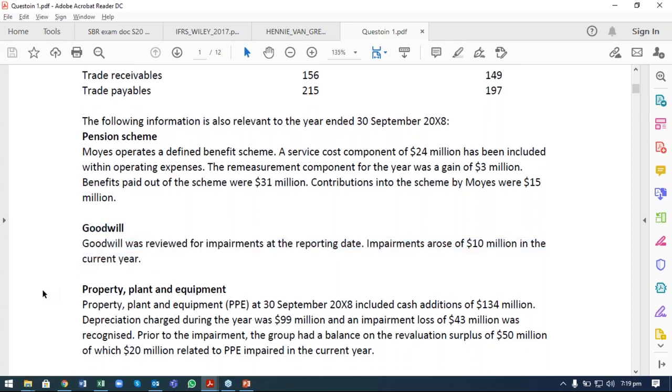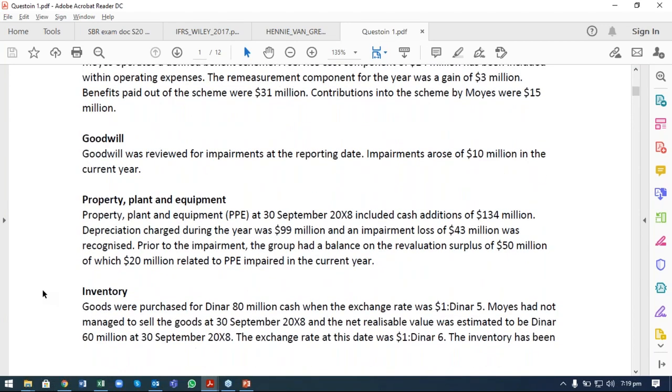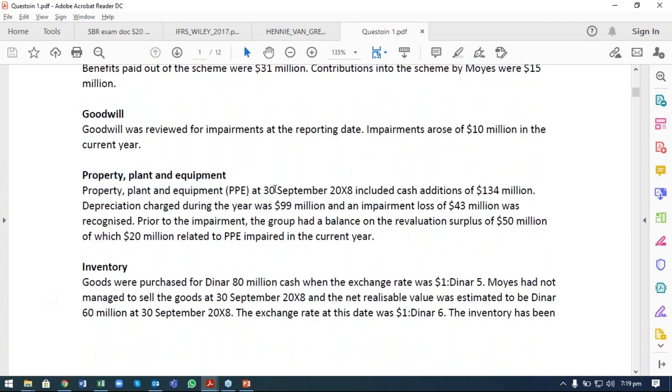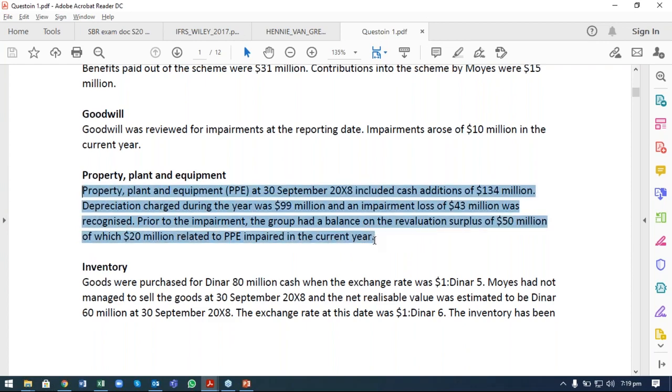Then, the next requirement was related to IAS 16, Property, Plant, and Equipment. You can see here, property, plant, and equipment, PPE, at 30th September 2006 includes cash additions of 134 million, a depreciation charge during the year of 99 million, and an impairment loss of 43 million was recognized. Prior to the impairment, the group had a balance on the revaluation surplus of 50 million, of which 20 million related to property, plant, and equipment in the current year. So that's the main requirement for IAS 16. Along with it, the examiner has also tested IAS 36 within the same requirement, right?